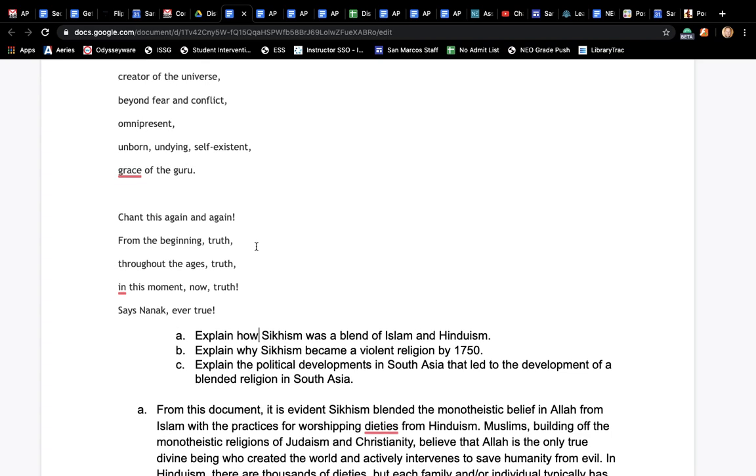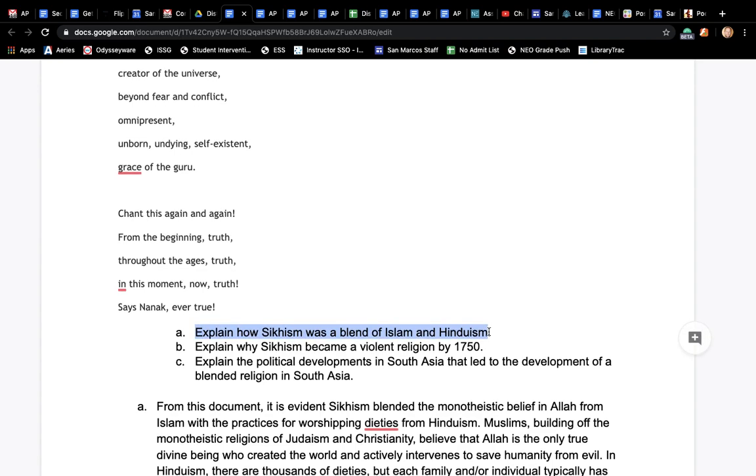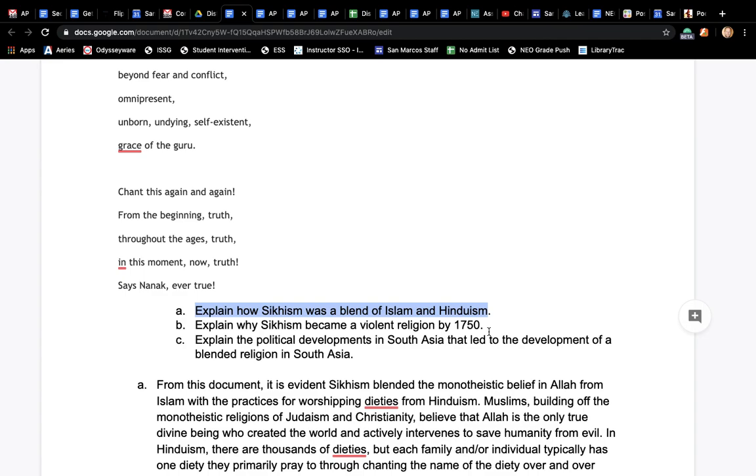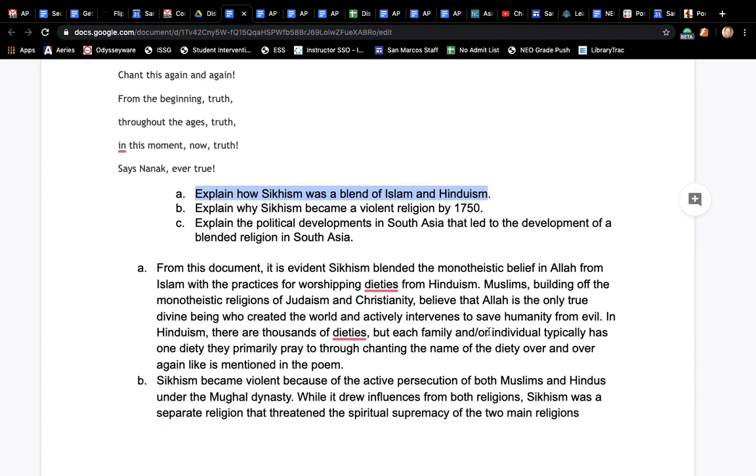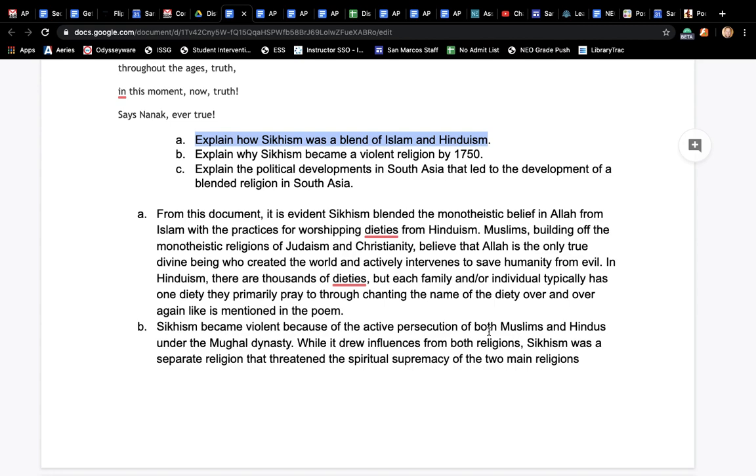So now that you've read the poem, you can see that it is going to help you answer this first question: explain how Sikhism was a blend of Islam and Hinduism. To fully answer the question, the first thing you have to do is answer it in a succinct sentence, as I've done here in part A. From this document, it is evident that Sikhism blended the monotheistic belief in Allah from Islam with the practices of worshipping deities from Hinduism. That's the straightforward answer to the question.